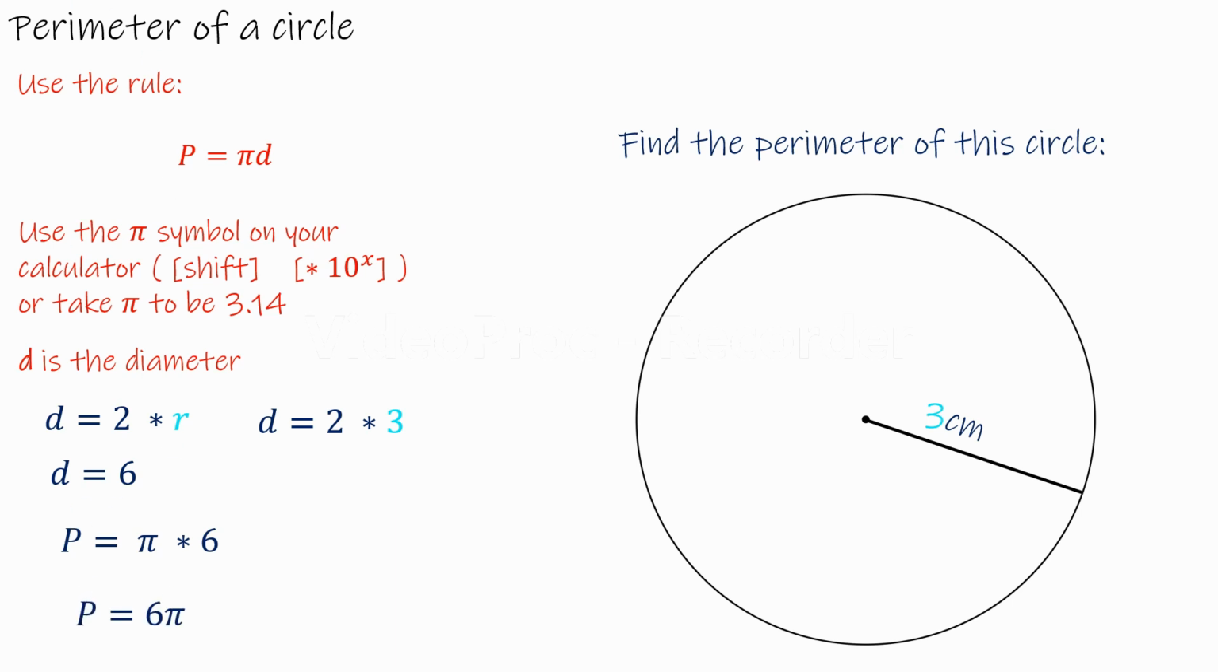or 6 pi centimeters, in which we might leave it here for non-calculator or times by that 3.14, or putting it in our calculator, we should get an exact value of 18.85 centimeters as our perimeter of this circle. It's really that simple.